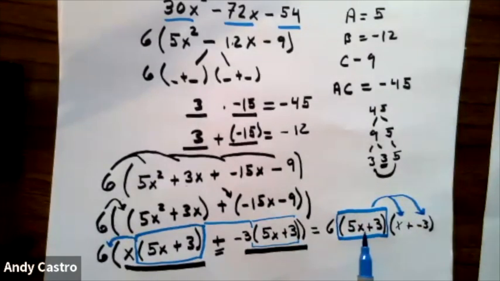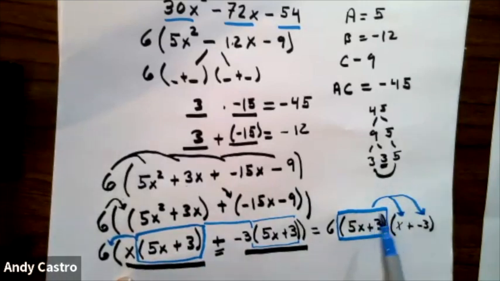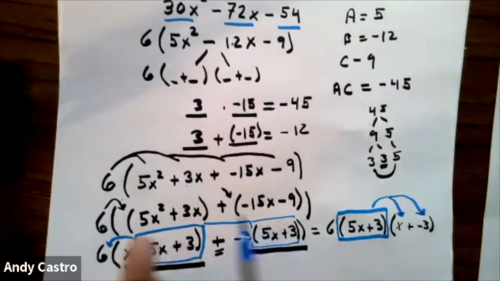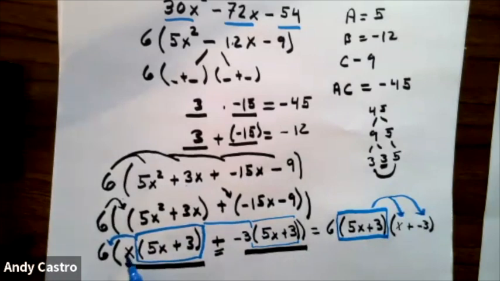Then you have 5x plus 3 times x. That's what I have right here. Then you would distribute it over the plus sign, just like over here. And you'd have negative 3 times 5x plus 3, which is what we have here. So it's just a reverse of distribution. That's factoring. We take it out, we put it right there. What's left inside is x plus negative 3.